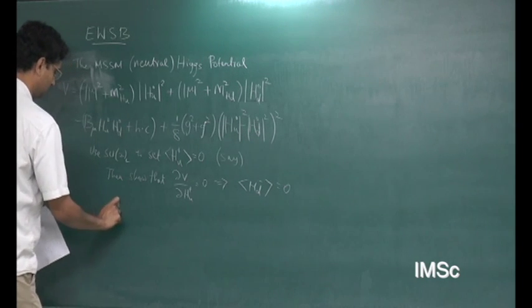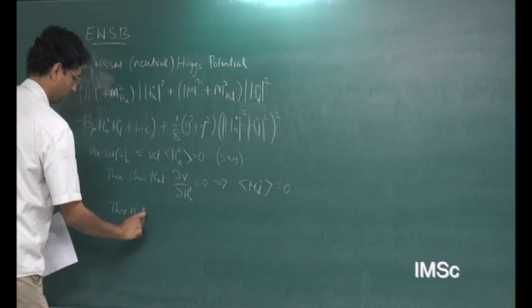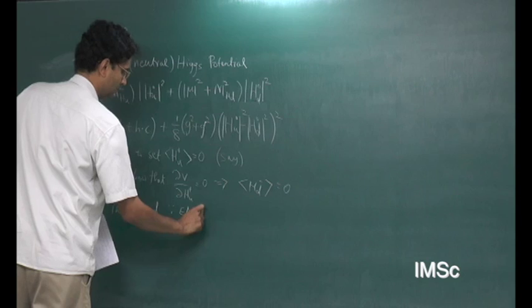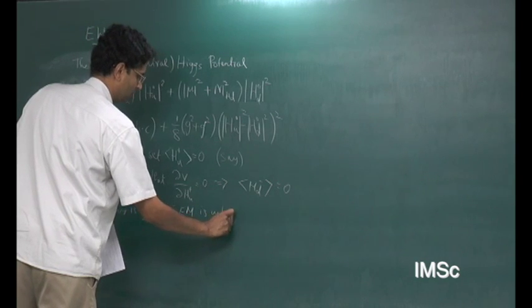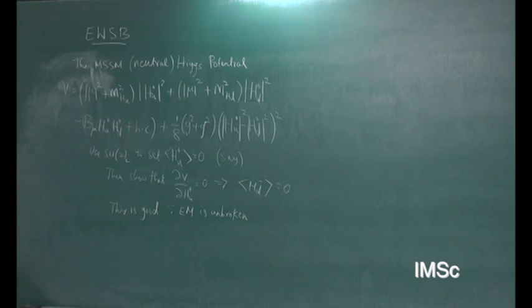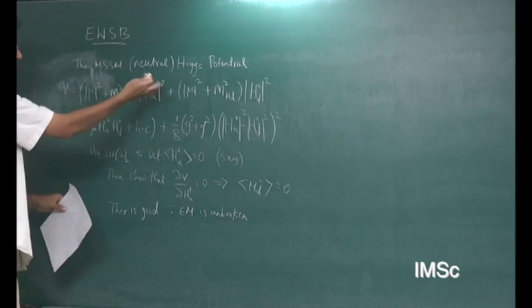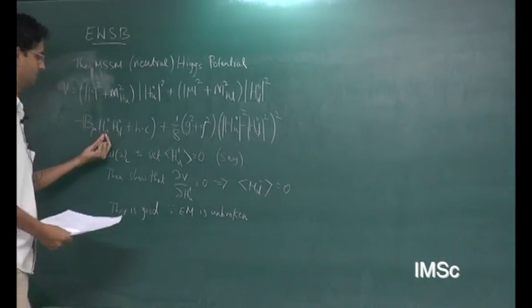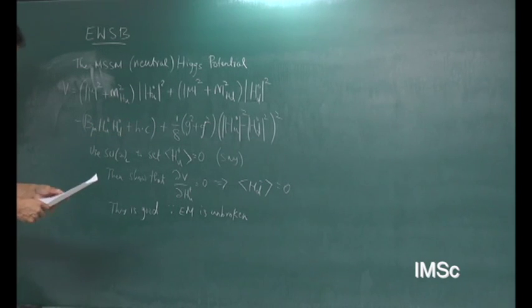And therefore, at the minimum, the charged fields don't get VEVs. And this is good because EM is unbroken. If this were not true, then there would be minima which would break electromagnetic charge, and we don't want that. Right? So this you can show. Therefore, we have not written the charged fields. So you now consider just the neutral fields, and then you ask, what is the minimum of the potential involving the neutral fields?